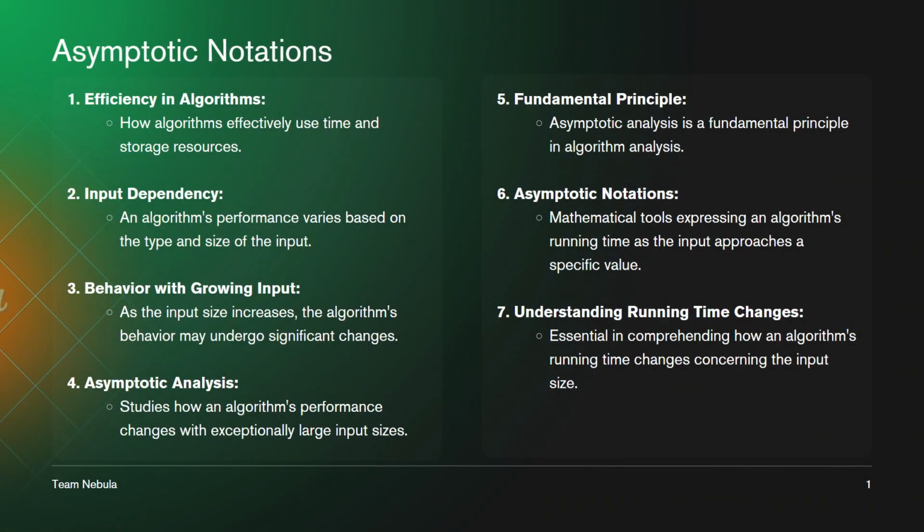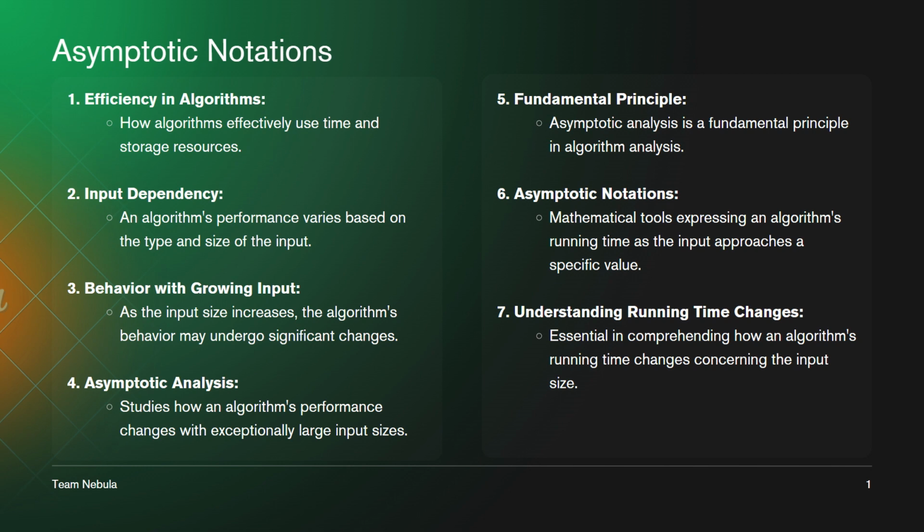Asymptotic notations. The concept of efficiency in algorithms pertains to how effectively they utilize resources such as time and storage. It is evident that an algorithm's performance can differ depending on the type of input it receives. As the input size grows, the algorithm's behavior might undergo significant changes. Asymptotic analysis deals with studying how an algorithm's performance alters as the input size becomes exceptionally large. It enables us to grasp the algorithm's behavior under these conditions and constitutes a fundamental principle in algorithm analysis.